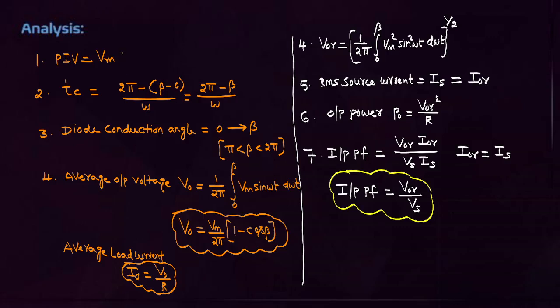Then this is the peak inverse voltage. This is the circuit turn off time. This is the diode conduction angle. Average output voltage. This is for RL load, single phase half wave diode rectifier using RL loads.